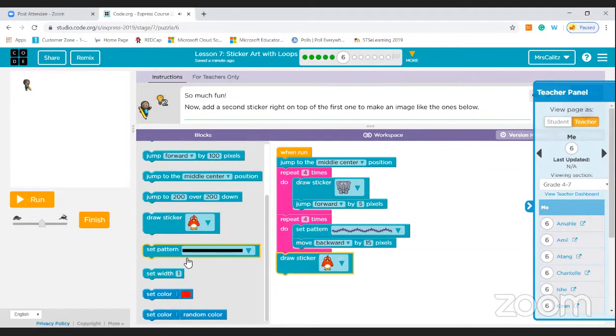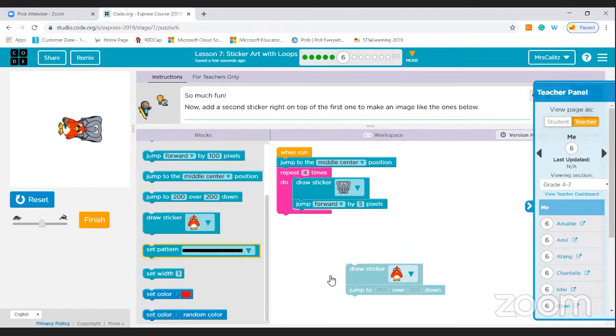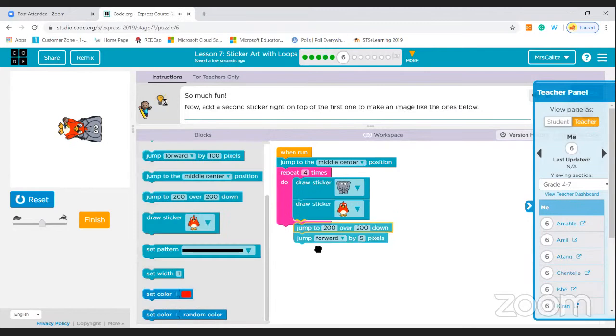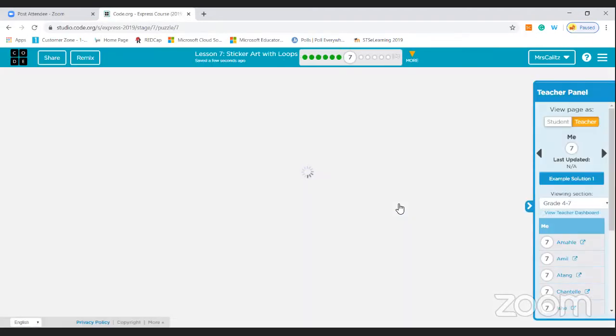Okay, so now we have done that already, but another thing that we can do is jump a few back and then we can go over like this. Let's see what happens if we do it this way. Okay, so now we put the sticker over the other one. Or if we want to put them exactly on top of each other, we are going to have to do it this way. Okay, you guys see? Let me carry on to the next one.